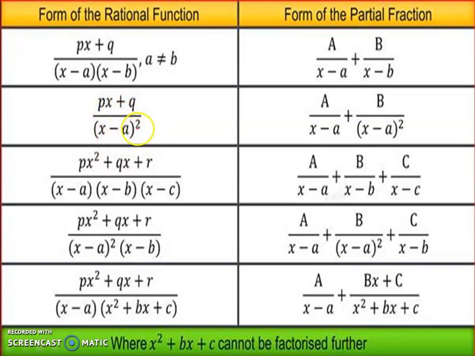(px + q)/(x - a)² becomes A/(x - a) + B/(x - a)². If (px² + qx + r) is given over (x - a)(x - b)(x - c), it becomes A/(x - a) + B/(x - b) + C/(x - c). Now (px² + qx + r)/((x - a)²(x - b)) becomes A/(x - a) + B/(x - a)² + C/(x - b).